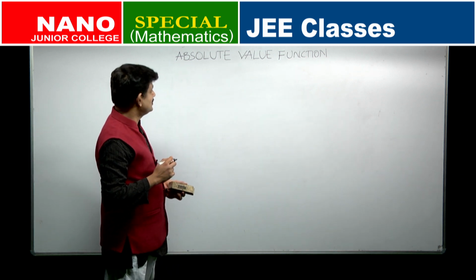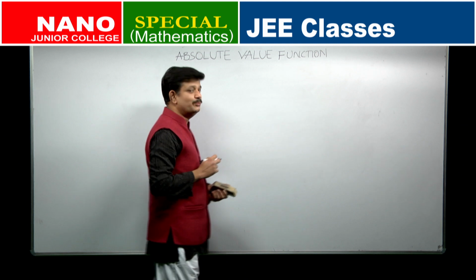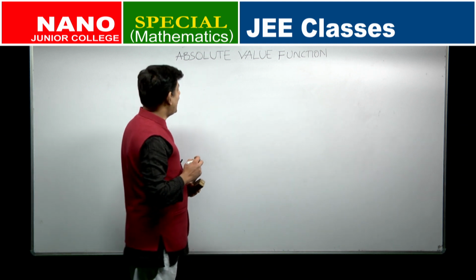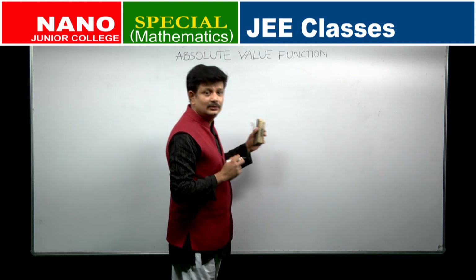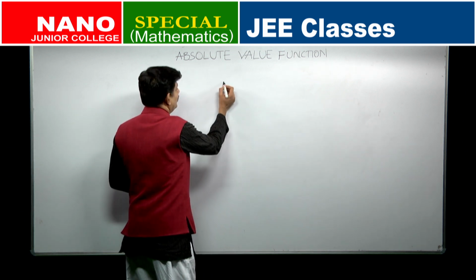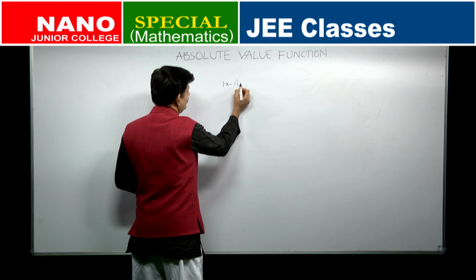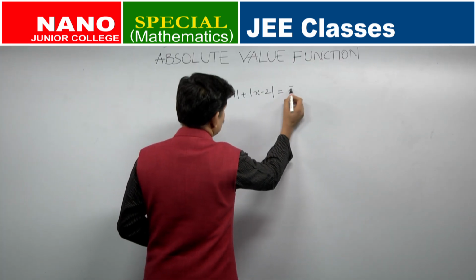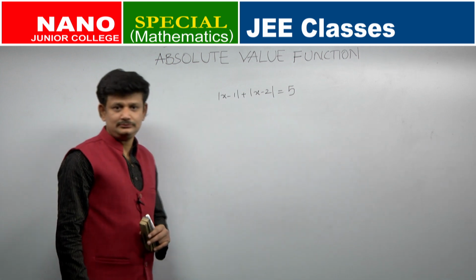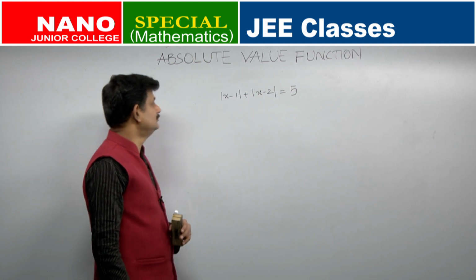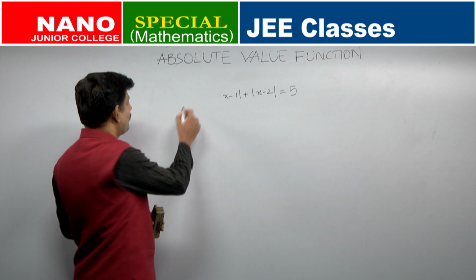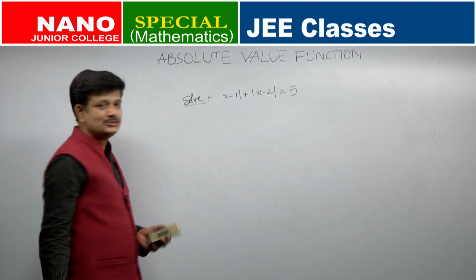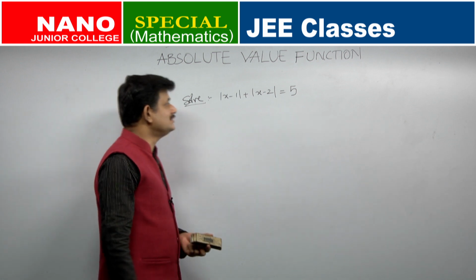In today's class, we will solve some numericals in both the approaches, both geometrically as well as analytically. Mod x minus 1 plus mod x minus 2 is equal to 5. What is the question? Solve mod x minus 1 plus mod x minus 2 is equal to 5.